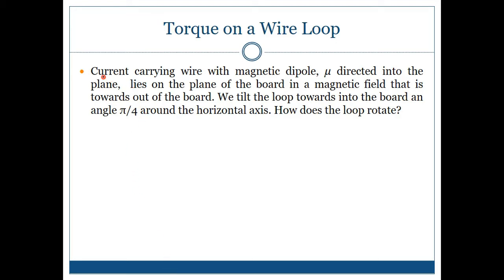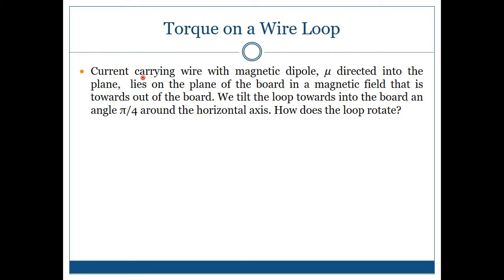A current carrying wire with magnetic dipole mu directed into the plane lies on the plane of the board in a magnetic field that is directed out of the board. Okay, did we understand that? Rereading, please take note. We have various directions, like three different directions here. We have a current carrying wire with a magnetic dipole mu. How is mu directed? Mu is directed into the plane.